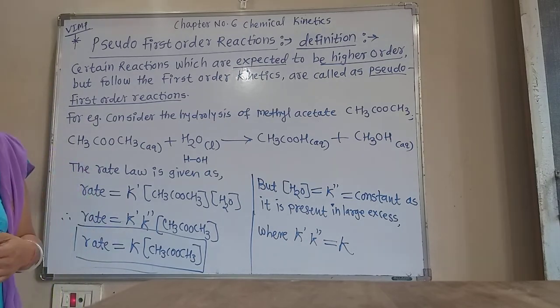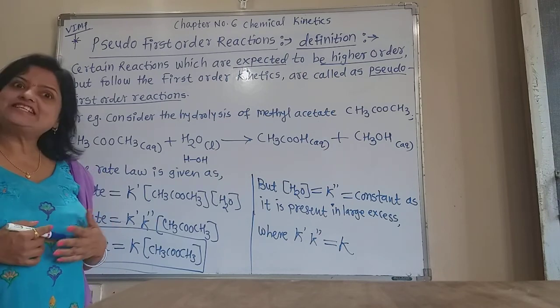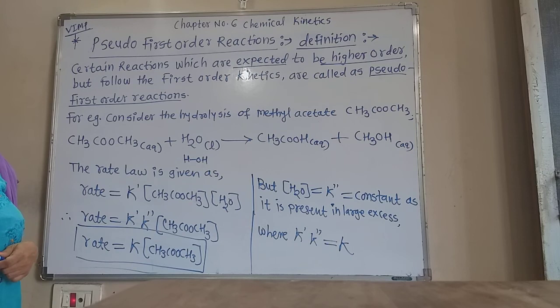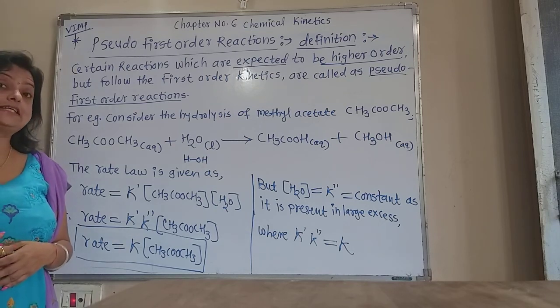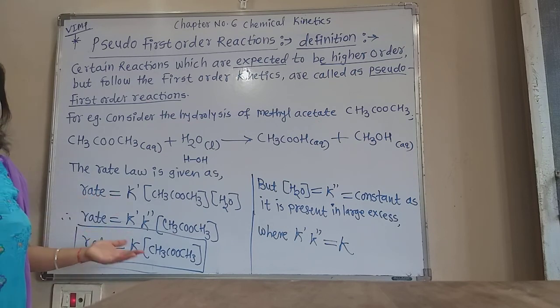And there may be some more examples of pseudo first order reactions of the hydrolysis type, because we always consider the concentration of water constant, and in this way it is a pseudo first order reaction. This is the definition of the pseudo first order reaction, and these are the examples. This is very important from the point of view of the board examination. They always ask the definition of pseudo first order reaction and the examples, and how the pseudo first order reaction follows first order kinetics, which you have to prove and give in the examination.